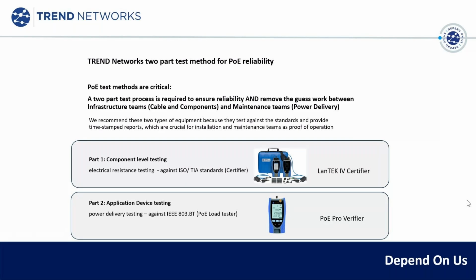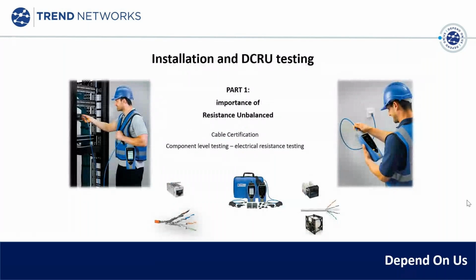And firstly, we look at the component level testing, which we'll go through in detail, those three parameters for DCRU. The second part is looking at power delivery, the power of PoE, whether it's coming through at the end. Okay, so this is a very, very important element, and I hope you enjoy this section. This section is a two-part process. So the first part is, of course, DCRU at the component level.